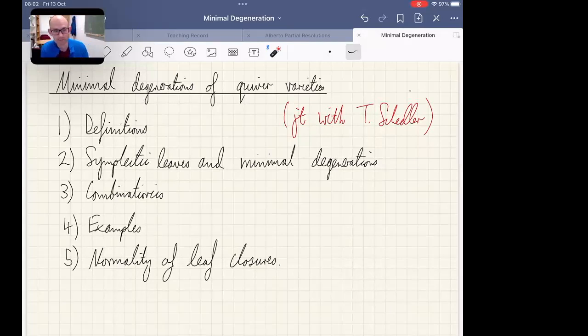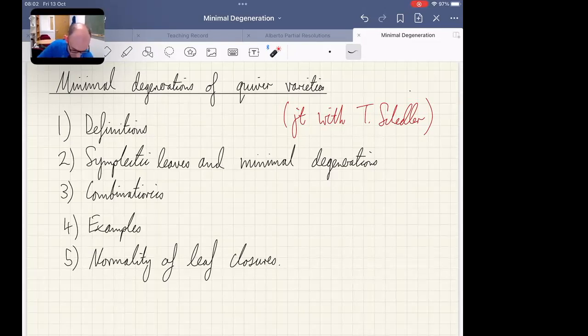Okay, so I'm going to talk about some joint work with Travis Shedler, which is part of a larger project with Travis and with Alistair Craw as well. And I'm going to talk about minimal degenerations for quiver varieties. So you can see the plan here.